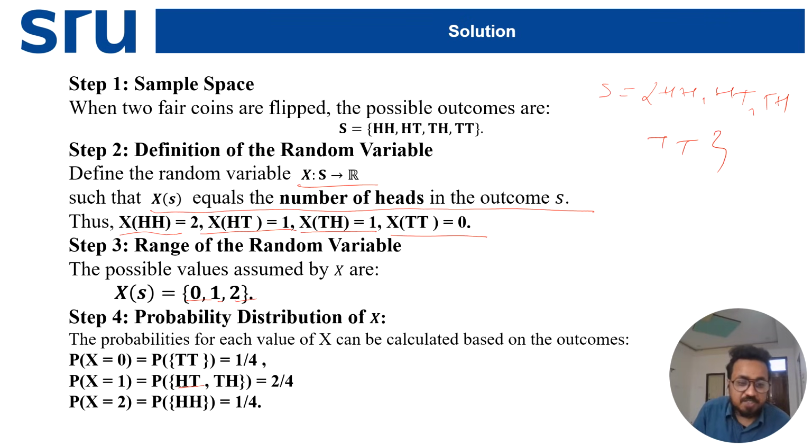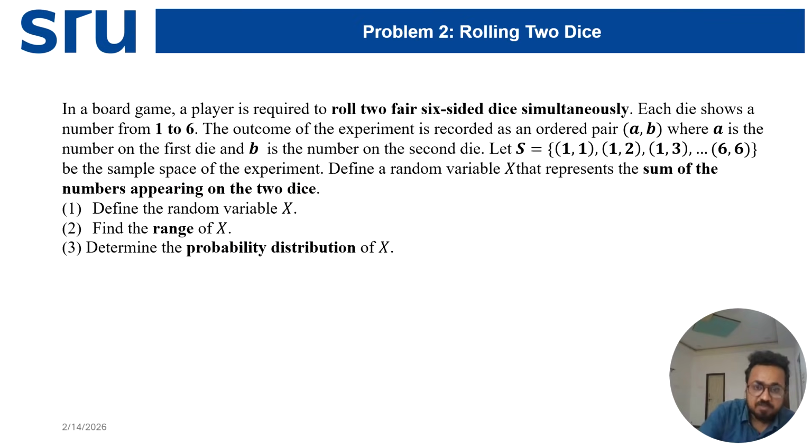So now for X is equal to 2 means what? Probability of getting exactly two heads, this is equal to 1 by 4. So now we understand the concept of probability distribution. Also you can solve different types of problems based on the probability distribution. So now we will discuss another example, rolling two dice.